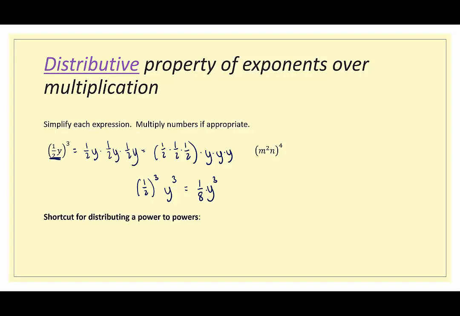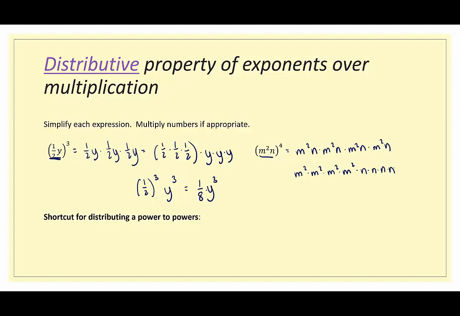In the second example of our distributive property of exponents over multiplication, this time the base, the thing inside parentheses, is m squared n, and we want 4 of these. So m squared n once times m squared n twice times m squared n 3 times times m squared n 4 times. And again, we'll use that associative property to lump together all the m's. So we have 1, 2, 3, and 4. 1, 2, 3, and 4.